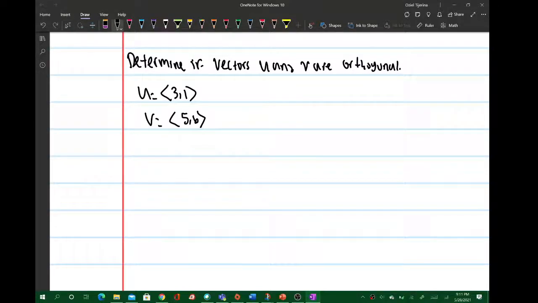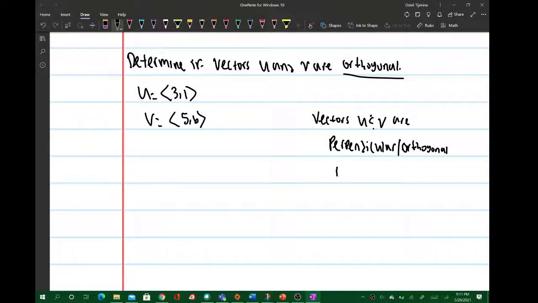Now there is a property that says two vectors, so vectors u and v are... and what is basically orthogonal? That's just another way to say they're perpendicular. So vectors u and v are perpendicular or orthogonal if and only if the dot product u dot v is equal to 0.